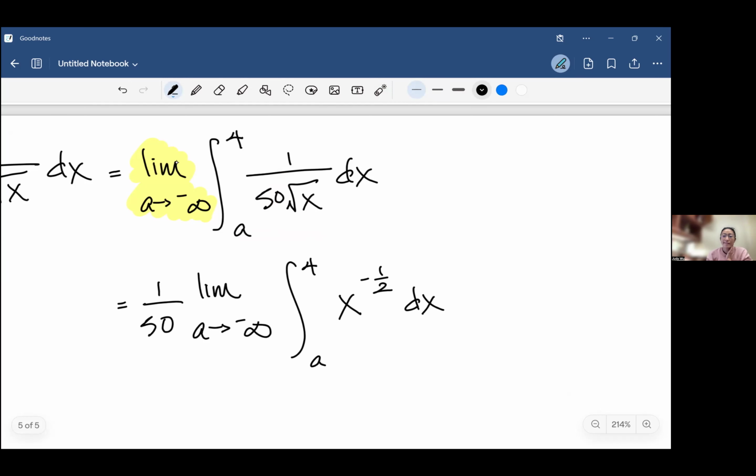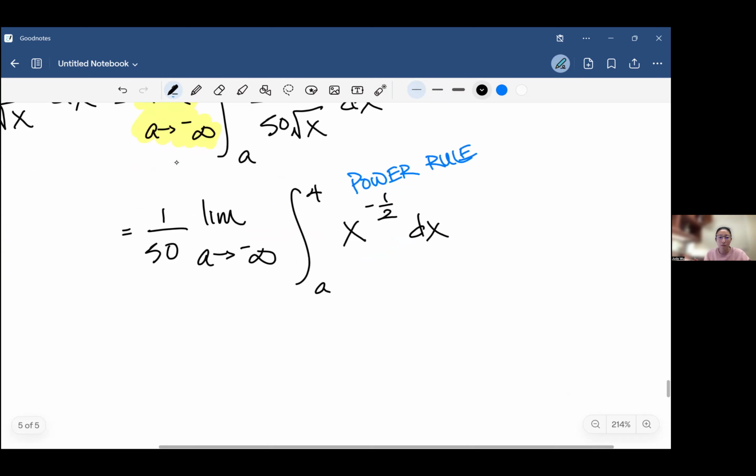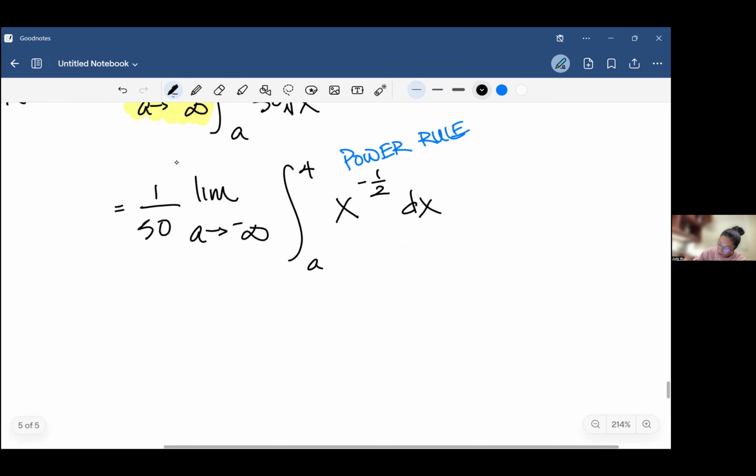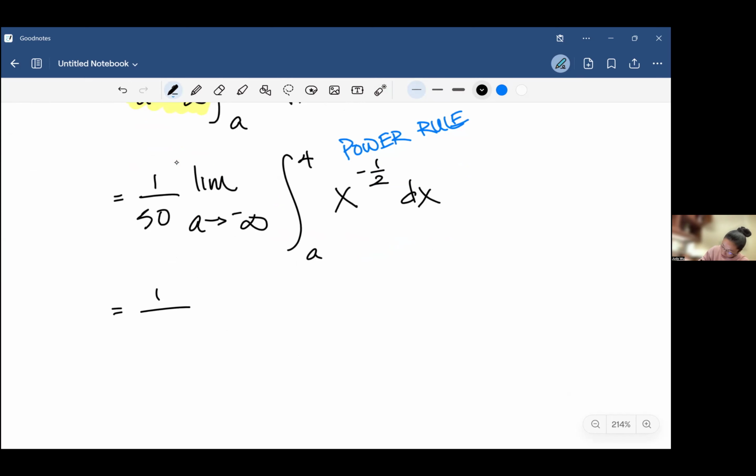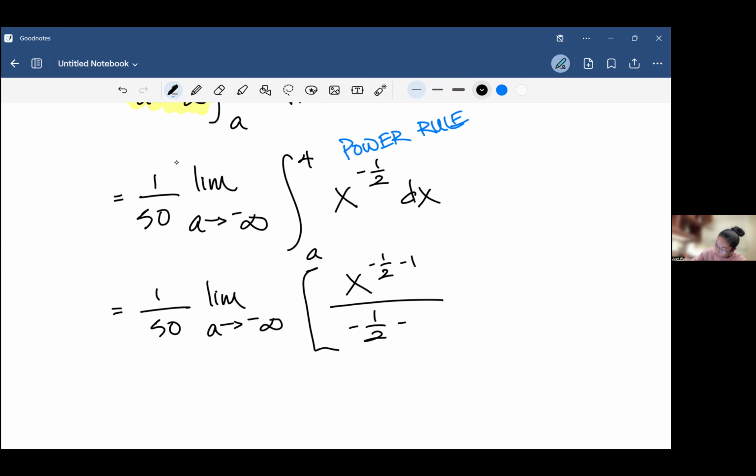Okay. And so now when we write it this way, I think we can see that when we integrate, we're going to need to use our power rule. All right. So it looks kind of complicated in the beginning, but ultimately when we rewrite it, it's just going to be power rule. So we've got 1 over 50, the limit as a approaches negative infinity, integral time, x to the negative 1/2 minus 1 over negative 1/2 minus 1. I'm plugging in a 4 and I'm plugging in an a.